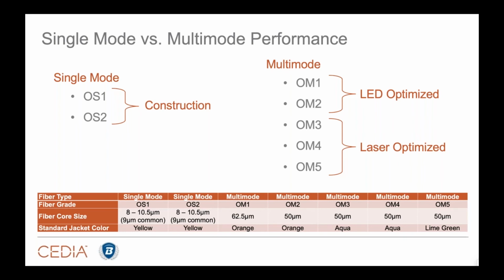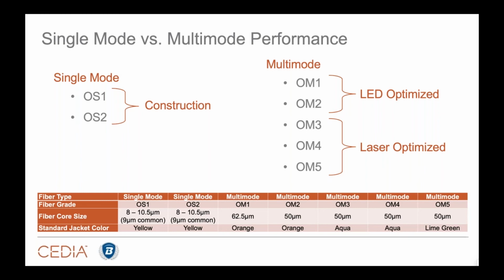Now, OM2 is the right size. It's 50 micron. It will splice into modern optical cables. But here's the problem. It's not a very pure optical glass, and frankly, it's not optimized for lasers. Lasers are what we put in most electronics today. You really, at a bare minimum, want to be thinking about OM3 or OM4 cable.